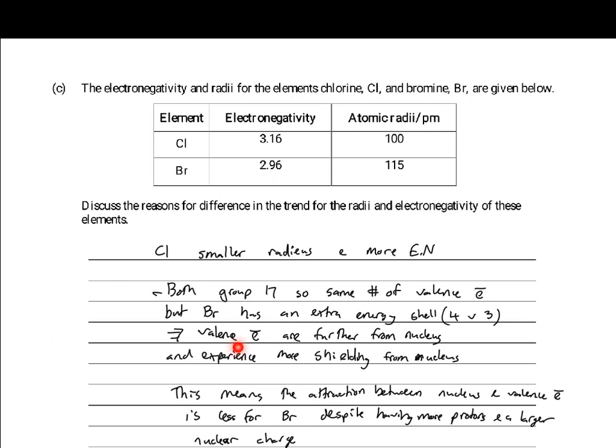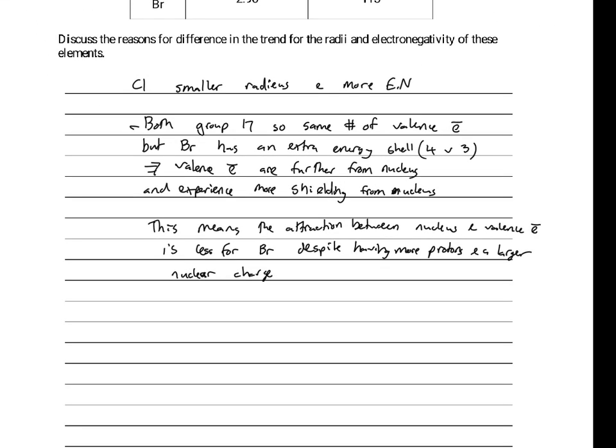What that means is for bromine, the valence electrons are further from the nucleus, and because there's an extra shell, they experience more shielding from the nucleus. And the effect that has is it means the attraction between the nucleus and the valence electrons is less for bromine, and that's despite it actually having more protons and a larger nuclear charge. Okay, so there's two things up here that cause the attraction to be less. This thing here causes the attraction to be more, and when you add them all together, these things are the ones that have the bigger effect. If you're after merit or excellence, you have to state this point. So despite bromine having more protons or a stronger nuclear charge, the overall attraction is actually less.